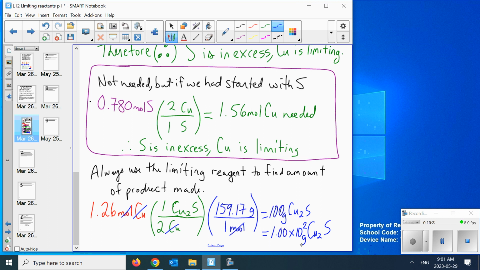Reaction. Reagents. Oh, limiting reagents. This is a long time using it. Okay. So that's how much there is.